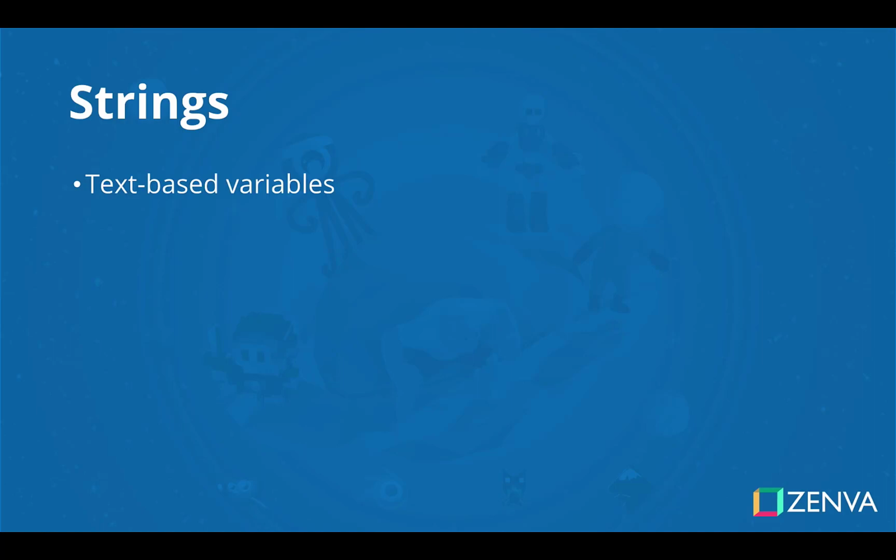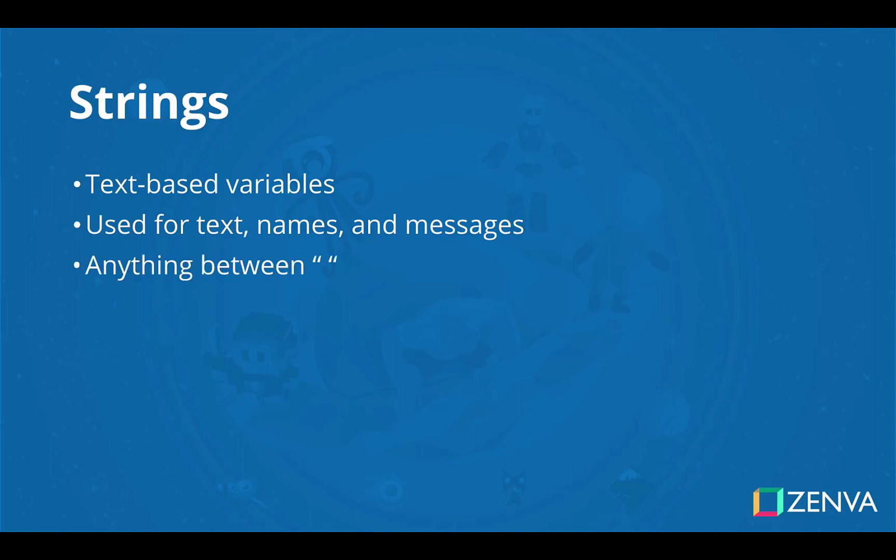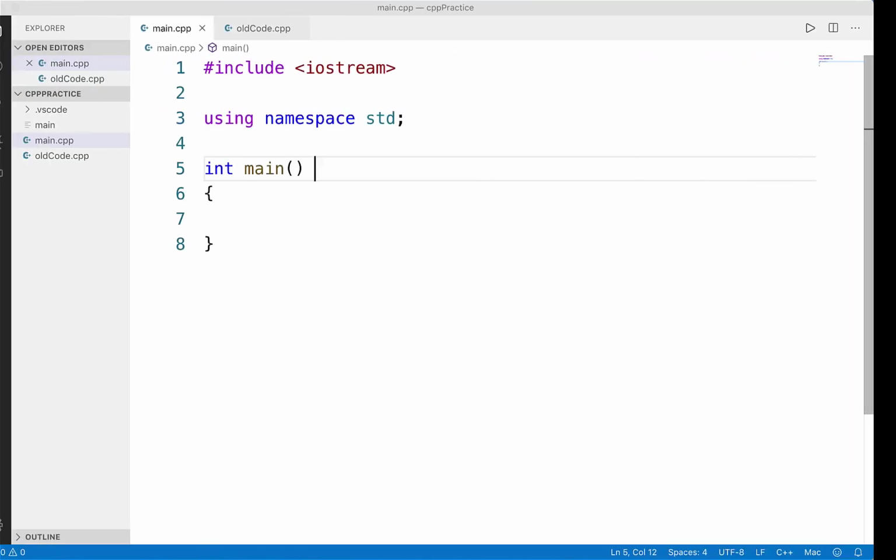Next up is going to be strings. These are text-based variables. We've actually seen some examples of these already. These are used for texts, names, and messages throughout our code, and is basically anything between these double quotes. Unlike characters, they can be of length 0, 1, 2, 3, 4, etc., basically up until an infinite length. Well, not quite, because that would actually crash the program, but they can be very, very big. Okay, so let's head on over to the code and take a look at some examples.